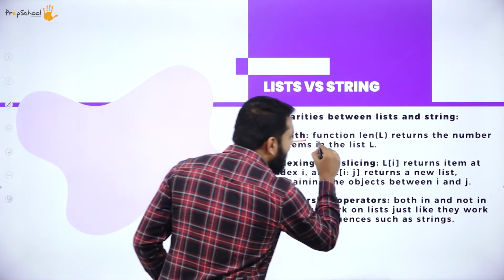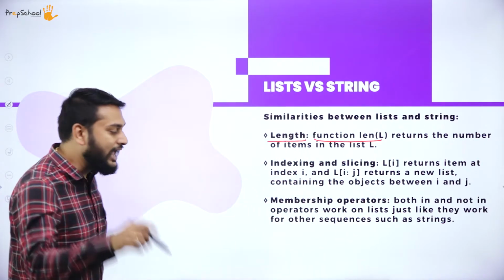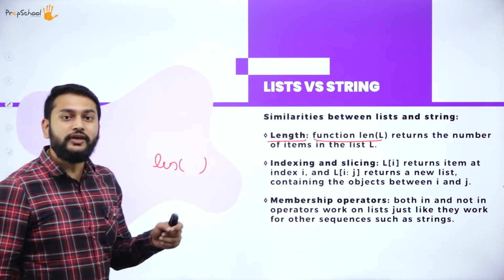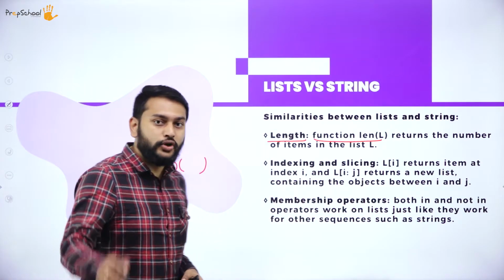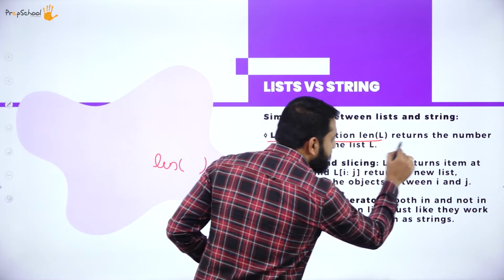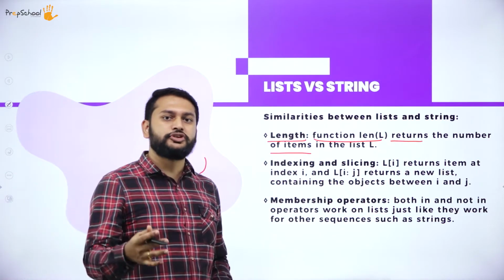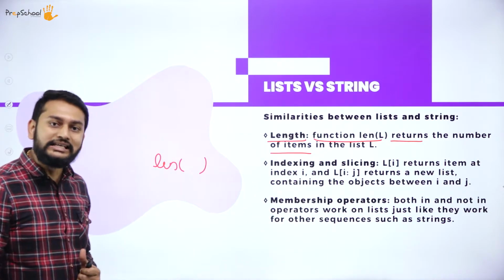The function length, that is len. len is a predefined function that we were using for the string. This function returns the number of items in the list. So it remains the same for string as well as for the list.